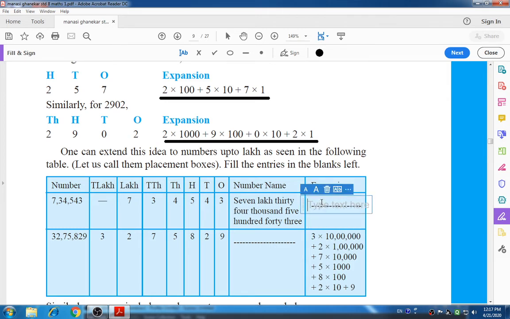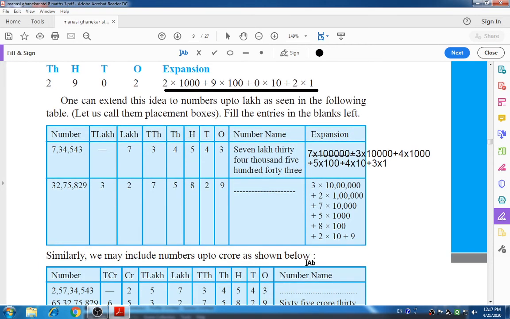I will write here the expansion, that is 7 into 1 lakh plus, again, 3 is at the 10,000 place, so 3 into 10,000. Then 4 is at the thousands place, so I have to write here 4 into 1000 plus 5 is at the 100 place, so I will write here 5 into 100. 4 is at the tens place, so I will write here 4 into 10, and 3 is at the ones place, so I will write here 3 into 1. Okay, like that you have to solve the next question yourself in your notebook.